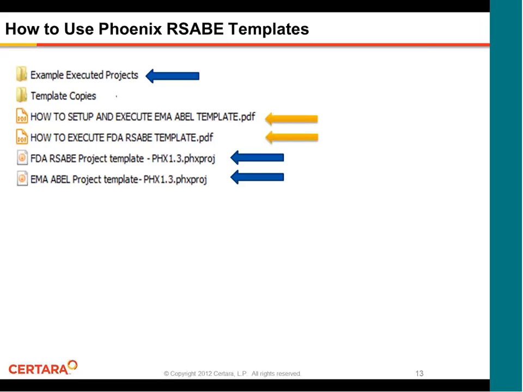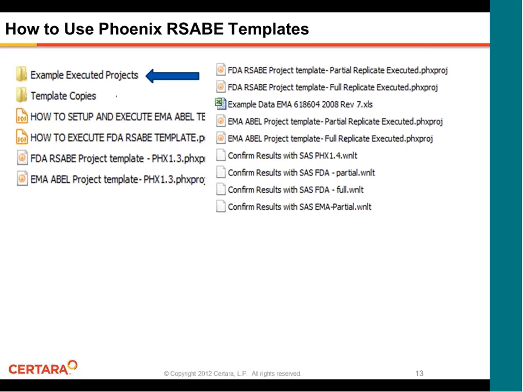The other subfolder is an example of executed projects. So in that subfolder, there are several examples. We have 4 projects that have been executed, 2 for FDA and 2 for EMA. They're using the same data. This one for FDA has the partial replicate, and it's already been executed. And this one has the full replicate, and the same for EMA. And also the data that has been used. This data was provided by the EMA in a revision 7 that they posted.